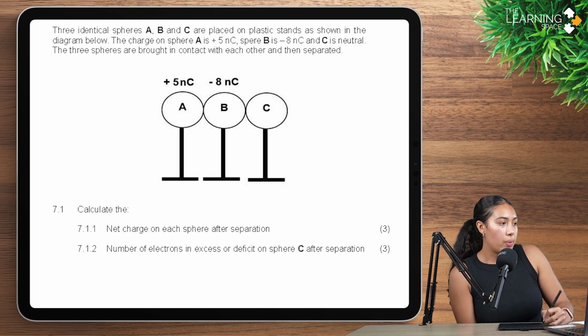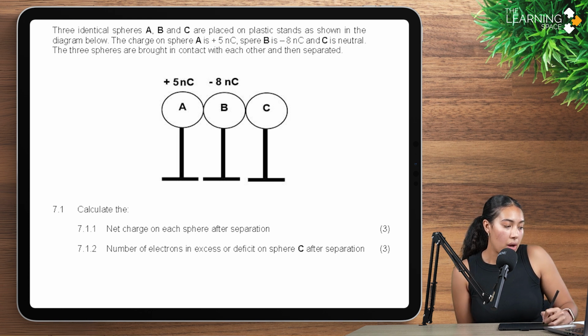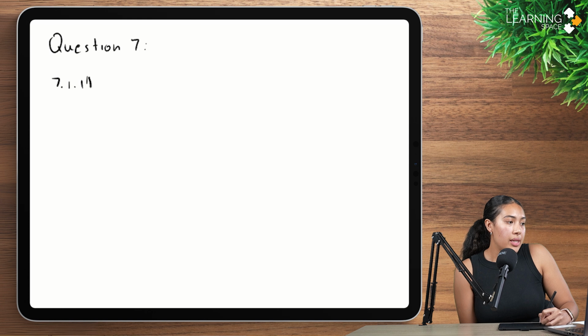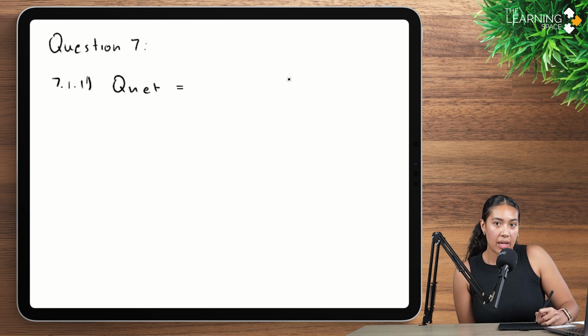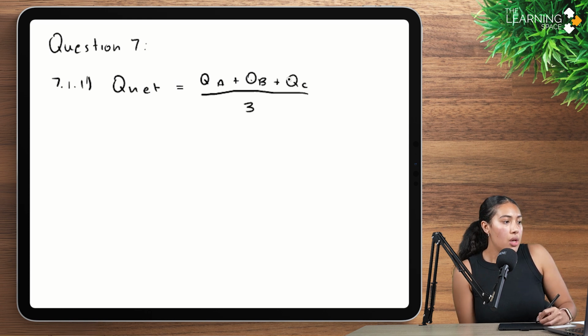So if we take a look at the questions, 7.1, they ask us to calculate the net charge on each sphere after separation. The way we would attempt this is by using the formula that the net charge is equal to the sum of all the charges divided by the number of charges that we have. So we would have the charge of A plus the charge of B plus the charge of C, all divided by 3 because there are three different spheres, right? So let's sub in the respective values.